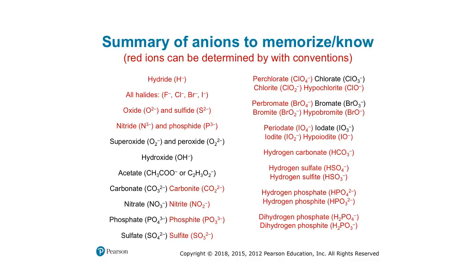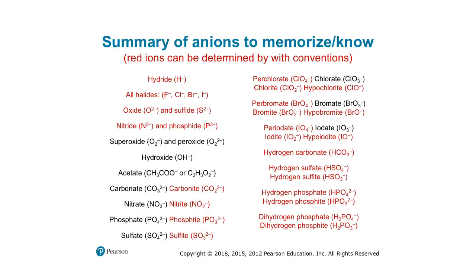Hydroxide, OH minus. Acetate, with two different ways of writing the formula: CH3COO minus, which gives a little more structural information. This might make more sense after we see chapter 8, or if you remember the Lewis structure of this ion. But writing all the atoms together, C2H3O2 minus, also suffices for acetate.